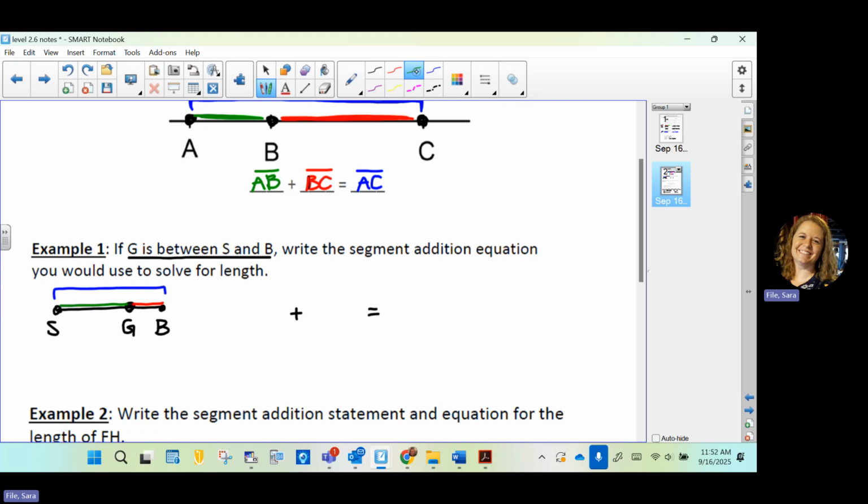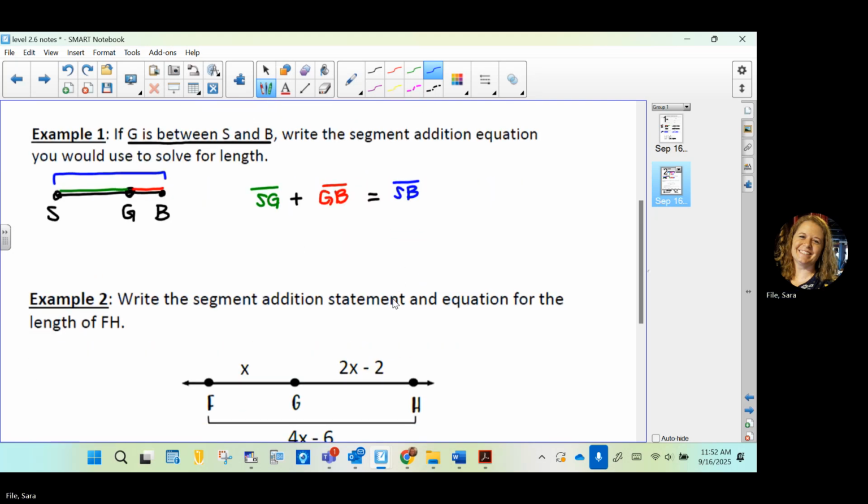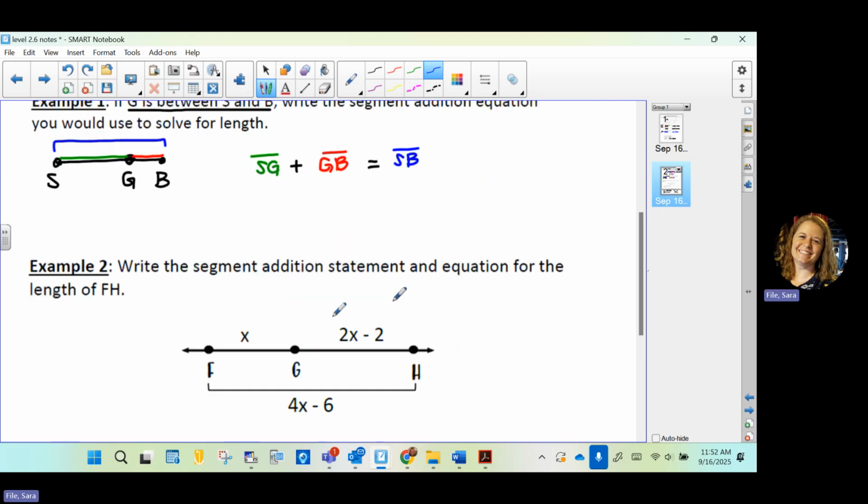So I would write SG plus GB equals SB. And that's it. That's all they wanted there. So if you have this scenario, and your segment pieces are labeled with variables or expressions like this, or even just numbers, you can plug in and solve for what's missing.